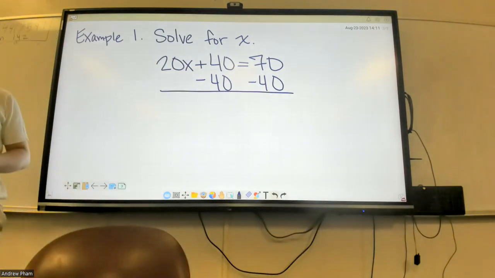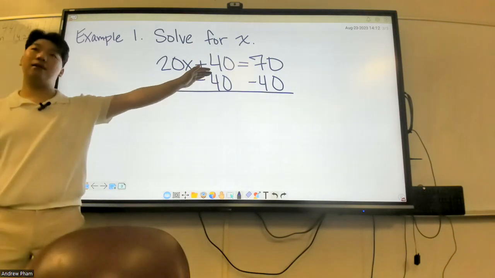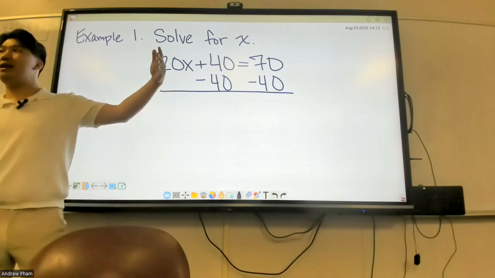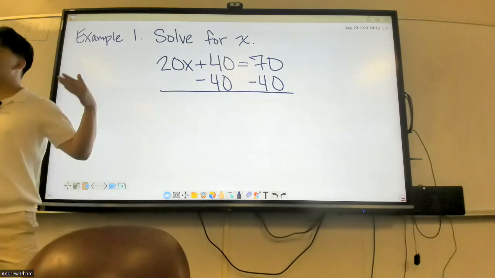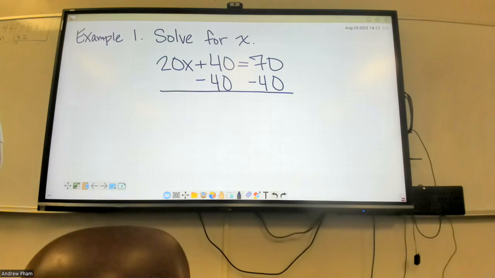I'm going to take a pause here for a moment to reiterate a couple of things. Remember, this is an equation. The left and the right side are supposed to be the same. So whenever I subtract 40, since I want them to be the same, I need to do the same thing on the left and the right. That's why I'm not just going to write minus 40 on one side. It has to be equal. So I have to do minus 40 on the left and the right.